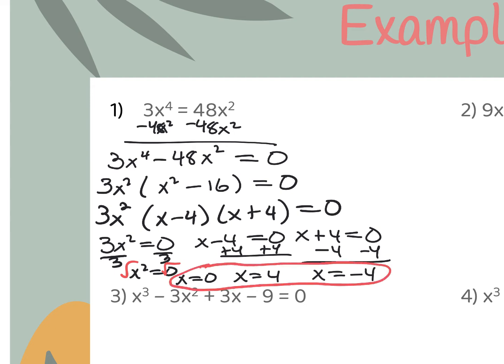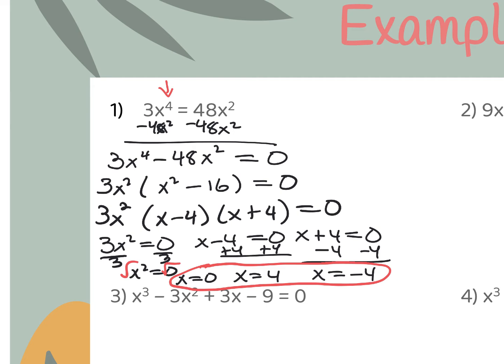Now, a clue for how many solutions you're looking for is always going to be the largest exponent. Notice my largest exponent was a 4, so I should be getting 4 answers. Technically, the first one, x equals 0, there's 2 answers there. It's x equals 0 and x equals 0, but I only list it 1 time. If it were a number other than 0, it would have been plus minus, and that's how I would have gotten 4.